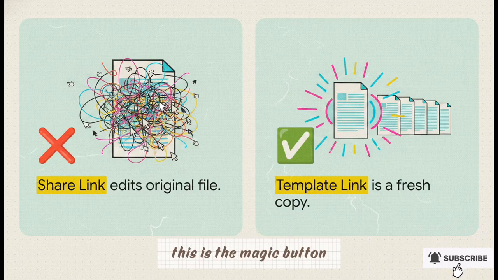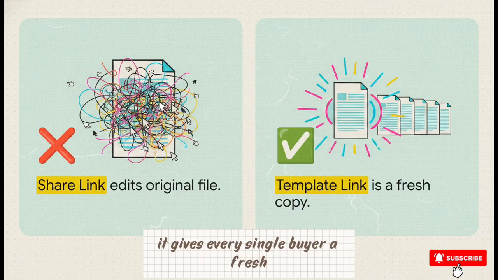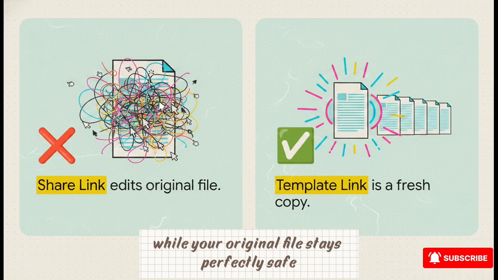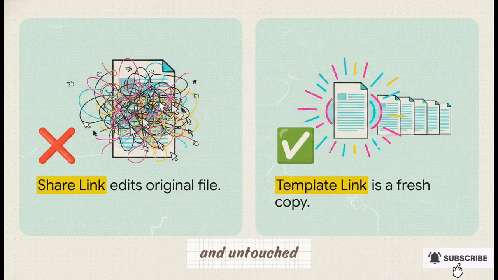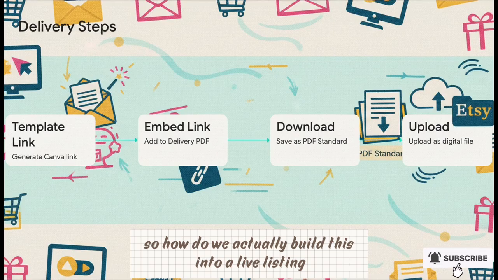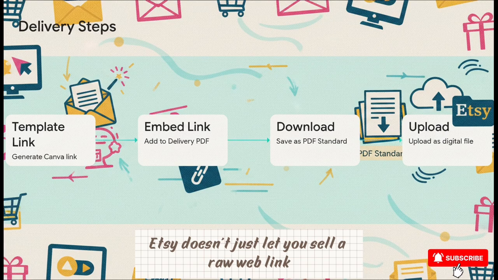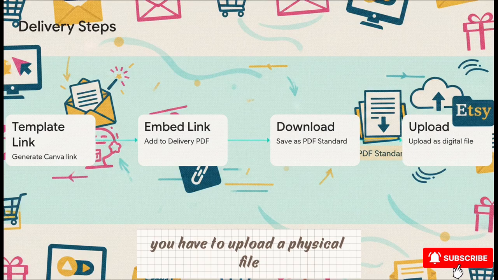Instead, you've got to generate a template link. This is the magic button. It gives every single buyer a fresh, clean copy injected straight into their own Canva account, while your original file stays perfectly safe and untouched. So how do we actually build this into a live listing? Because Etsy doesn't just let you sell a raw web link. You have to upload a physical file.